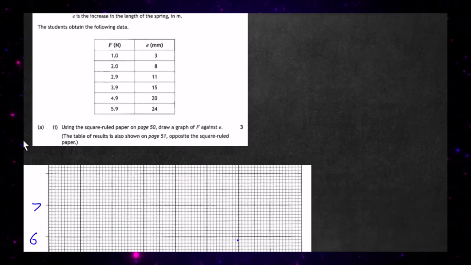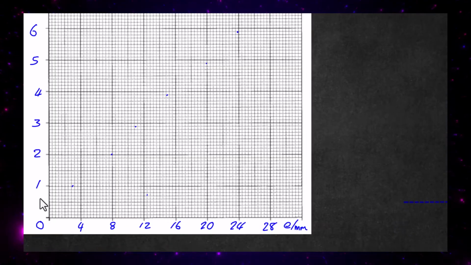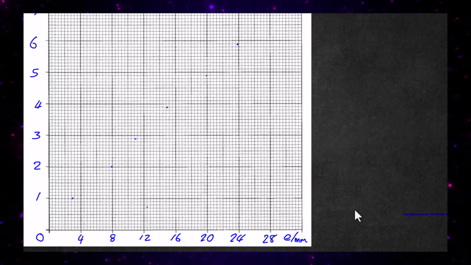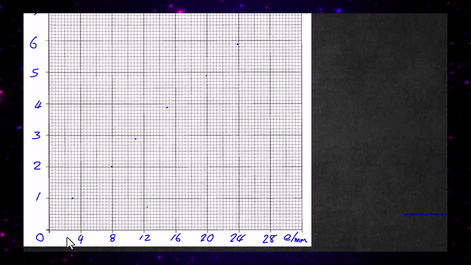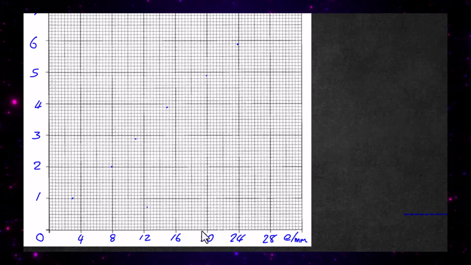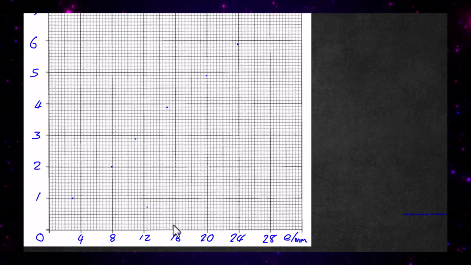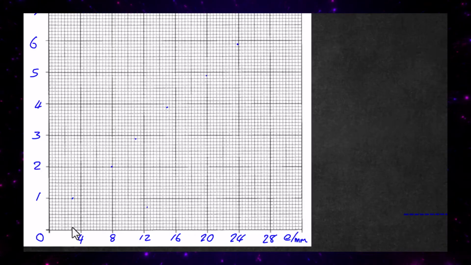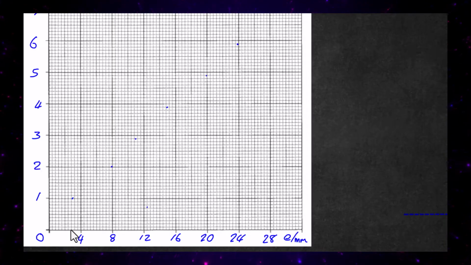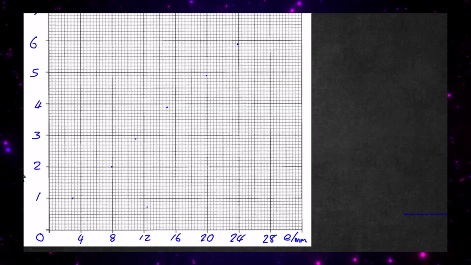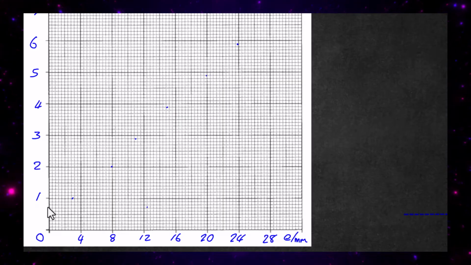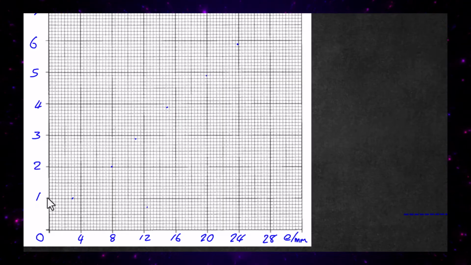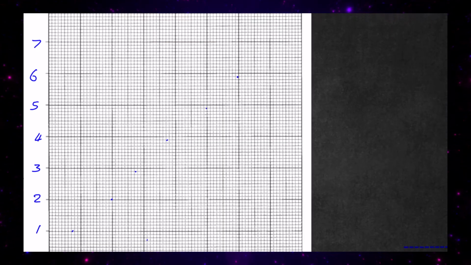So you go to your square ruled paper and you set up the graph as follows. Along the x-axis I've put in the extension in millimetres to be 4, 8, 12, 16, 20, 24 and 28. It just means that halfway is going to be 2 and half of the halfway, a quarter way, is going to be a unit of 1 millimetre extension. On the y-axis I have got the force, and I've just used 10 small boxes to represent 1 unit of force, 1 newton, 2 newtons, 3 newtons, all the way up to the 7 newton mark.